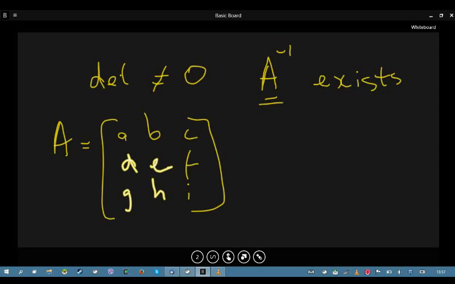Like I said, in the next video, we're going to look at calculating the inverse of a matrix. But I think that's quite enough for one video.